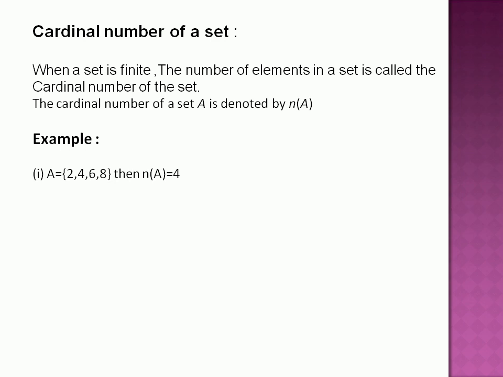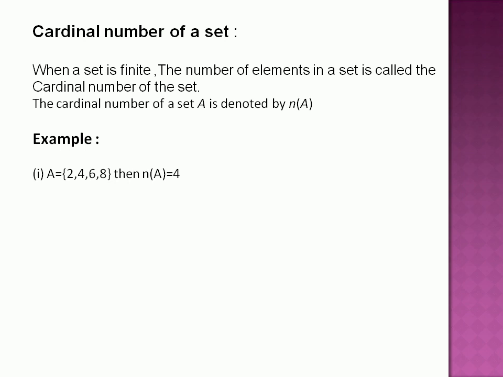Cardinal number of a set. How can you find the cardinal number of a set? Okay. If a set is finite, only then can you find the cardinal number. The number of elements in a set is called the cardinal number of the set. If you are counting the elements in the set, that is the cardinal number. The cardinal number of the set A is denoted by n(A).